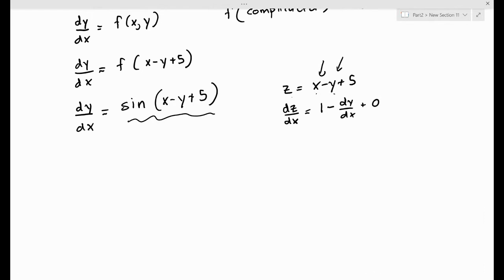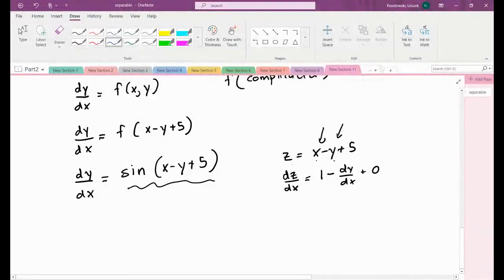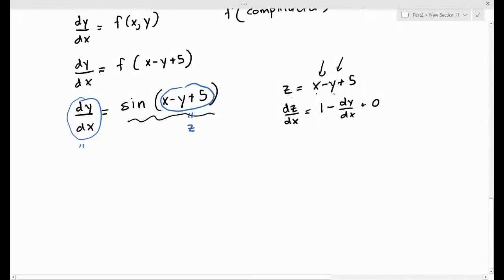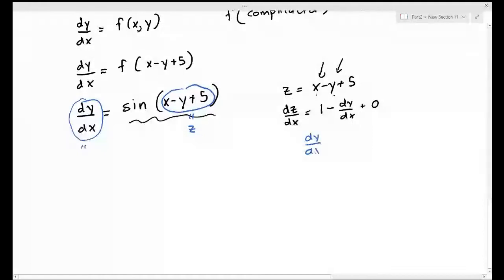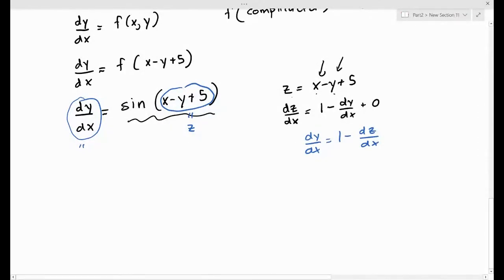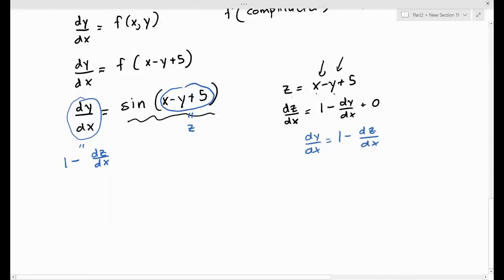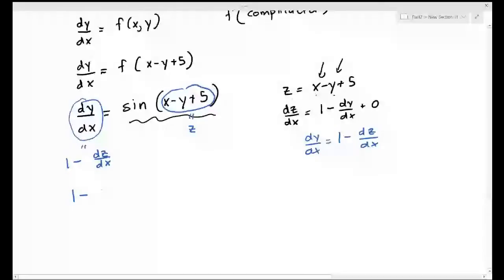Okay, so now let's see. We want to complete the substitution. We know that this we define to be z, but we also need to replace dy/dx, and that's equal to apparently one minus dz/dx. Okay. So we get 1 minus z prime is equal to sine of z.